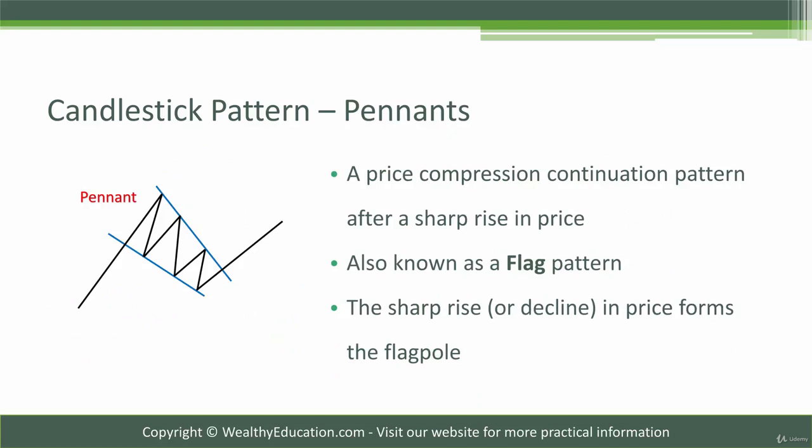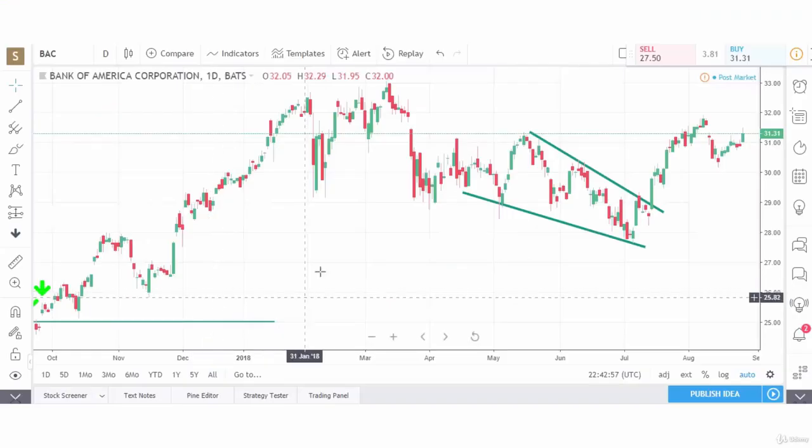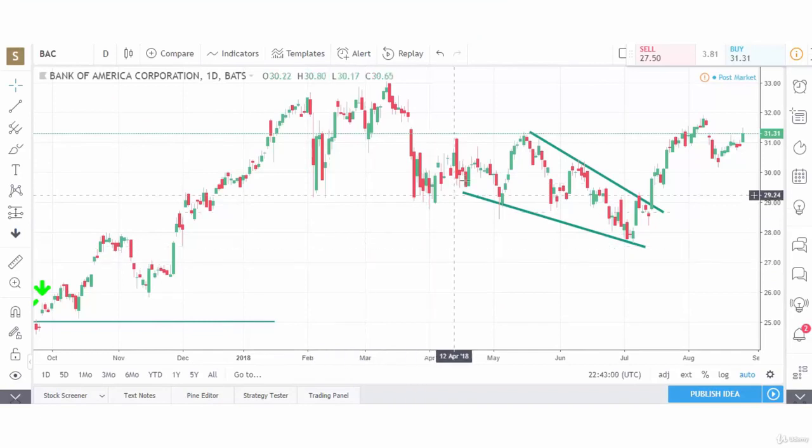This is often also called a flag pattern, and the sharp rise in price is called the flagpole. Now let's look at a couple of charts to give a few examples of these patterns. Here we have a daily chart of Bank of America, and here we have a falling wedge. As you can see, the stock is making lower highs and lower lows, and when the stock breaks above this falling wedge pattern, it moves to the upside. So again, a falling wedge is a bullish pattern. When the stock breaks above the upper bound of the wedge, that is a buy signal.